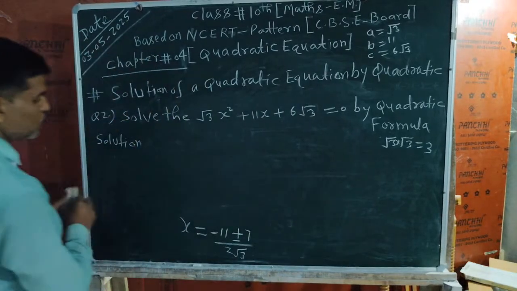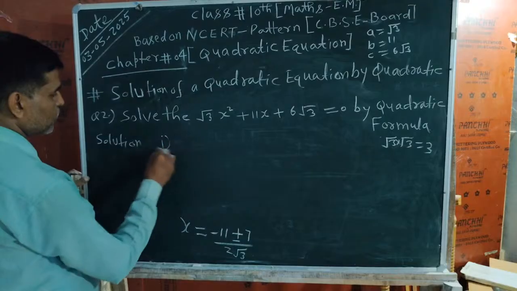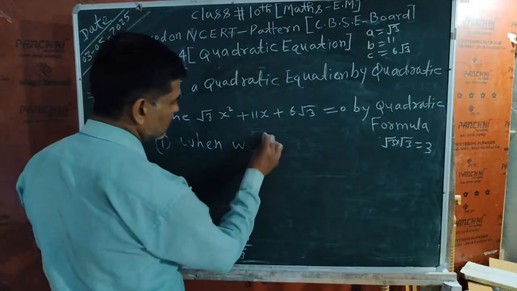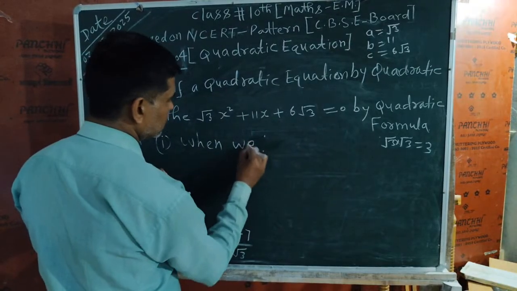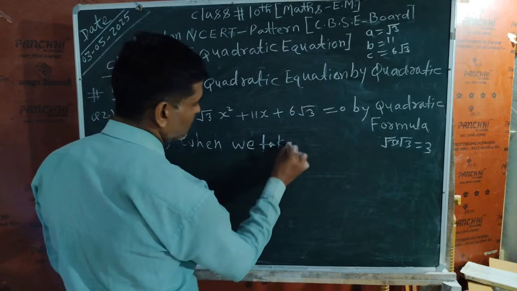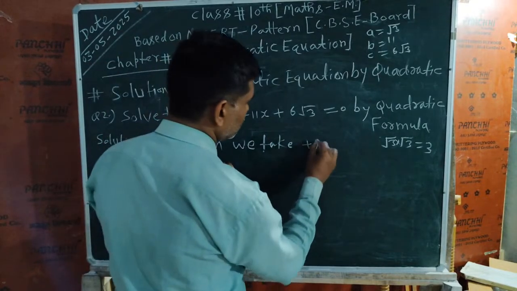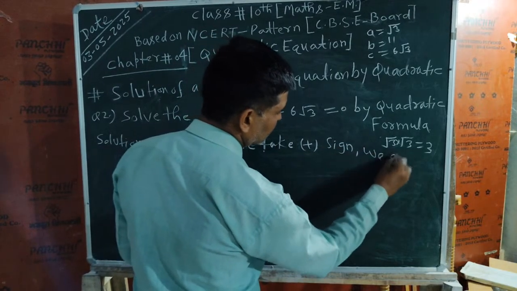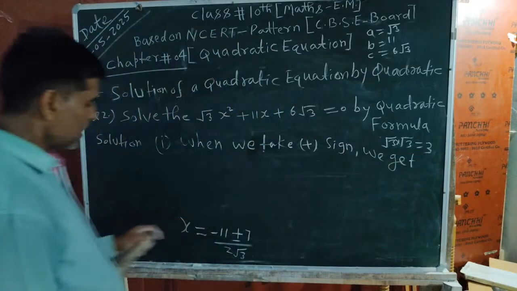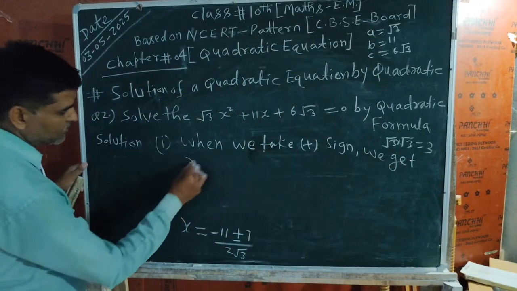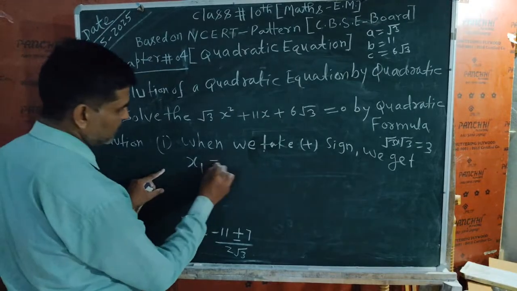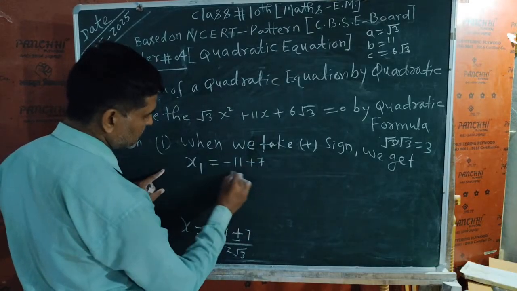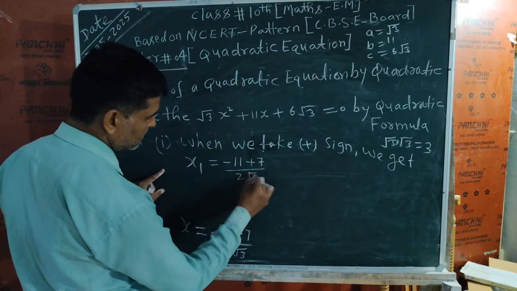Okay students, now the first condition I am going to write here. When we take the positive sign, we get, now when we take the positive sign, I will say x1 will be minus 11 plus 7, divided by 2 root 3.